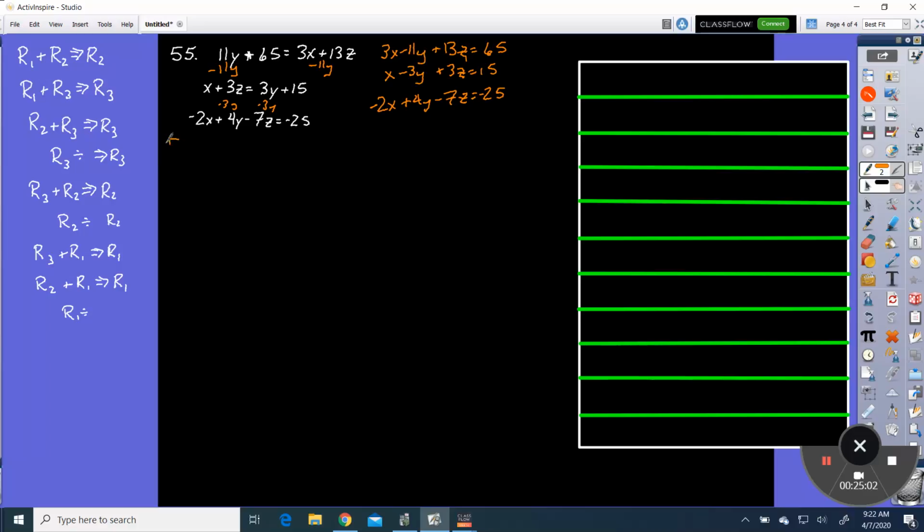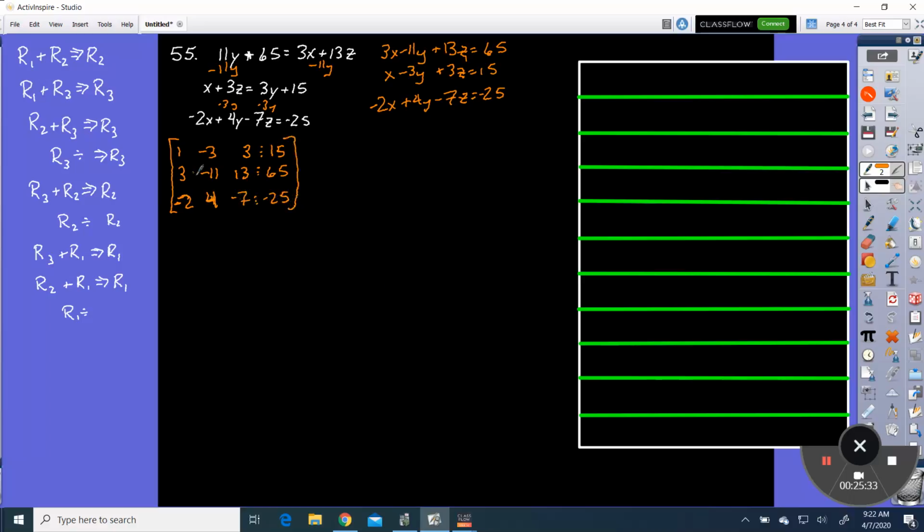I'm going to write my matrix down. I'm going to swap row 1 and row 2. So I have 1, negative 3, 3 and 15. I like to get a 1 right here if possible. Then I have 3, negative 11, 13, 65. And negative 2, 4, negative 7, negative 25.